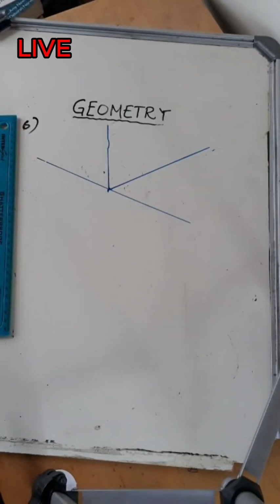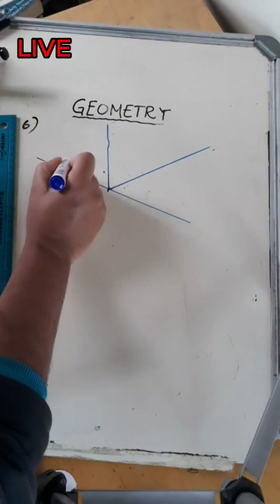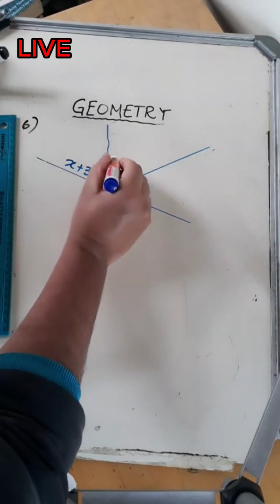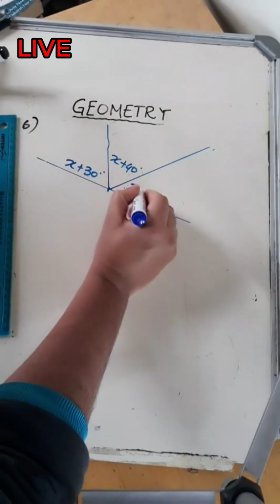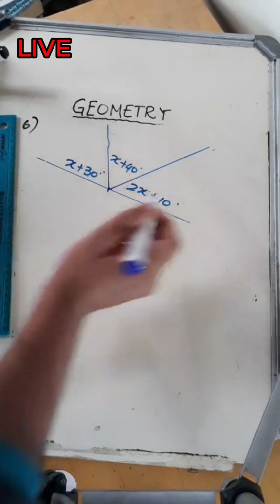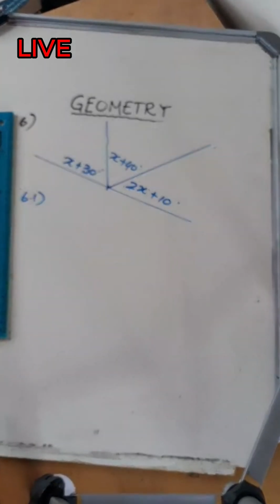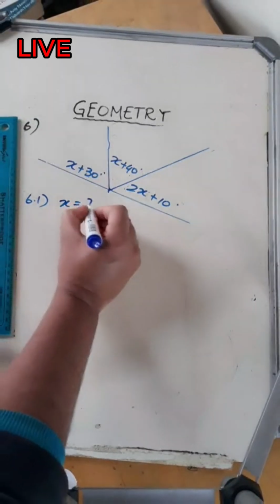And here we have x plus 30 degrees. This is x plus 40 degrees. This is 2x plus 10 degrees. And the first question, 6.1, they ask us to calculate the value of x. Calculate the value of x.